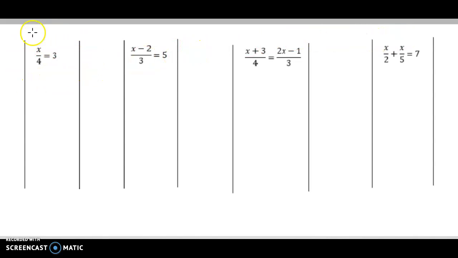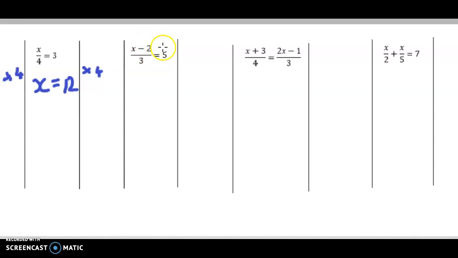Okay, this is a fraction equation. All four of these are fraction equations, but they are uniquely different in the sense of how you might want to approach them. This one, we've got a number divided by 4 is 3. So probably the easiest thing to do is just to times by 4. If you times by 4, this side you've got a number divided by 4, then times by 4, you've just got x left over. Here, you've times by 4, so it's equal to 12.